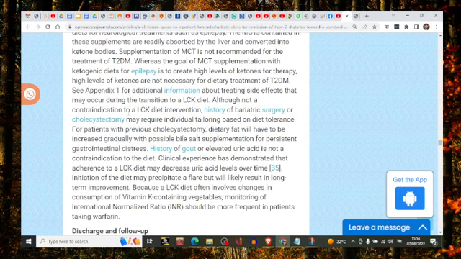Although not a contraindication to LCK diet intervention, history of bariatric surgery or cholecystectomy may require individual tailoring based on diet tolerance. For patients with previous cholecystectomy, dietary fat will have to be increased gradually with possible bile salt supplementation for persistent gastrointestinal distress. History of gout or elevated uric acid is not a contraindication to the diet.